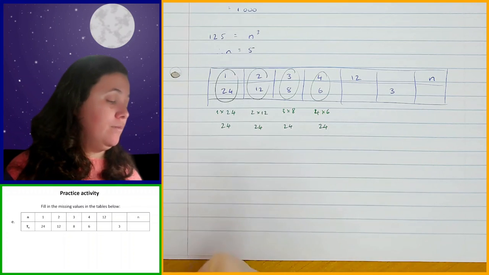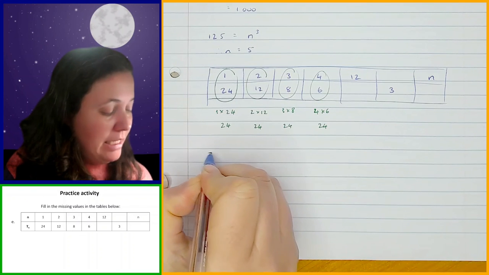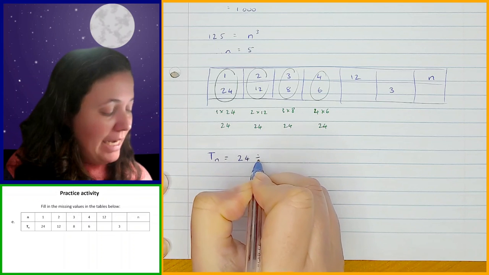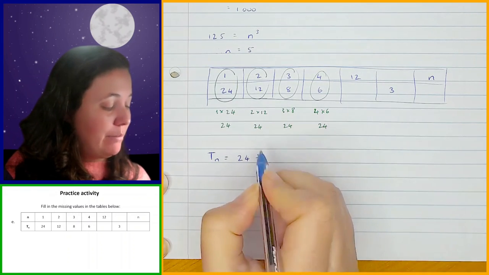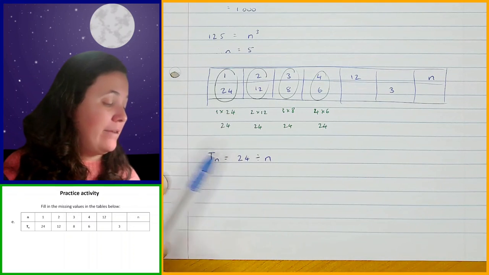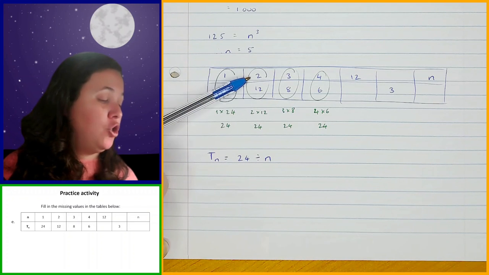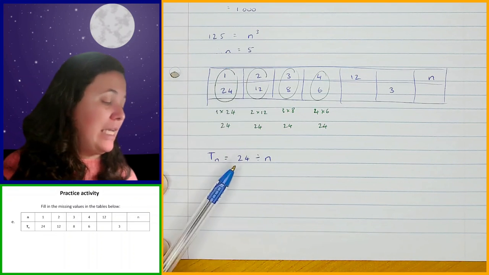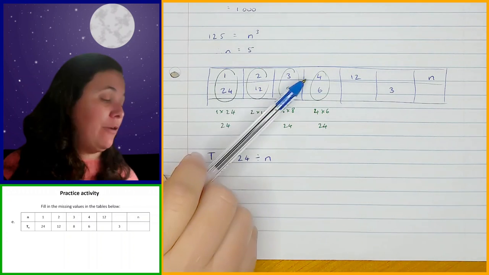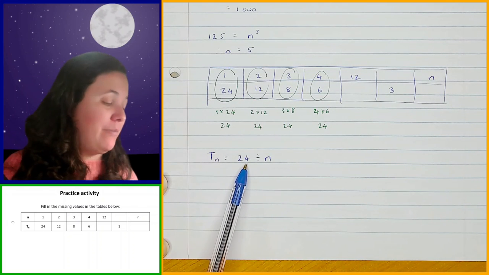So my rule for Tn for this one is going to be 24 divided by whatever the term number is, divided by n. So if I take 24 and I divide it by 1, I will get 24. If I take 24 and I divide it by 2, I will get 12. If I take 24 and I divide it by 3, I will get 8. If I take 24 and I divide it by 4, I will get 6. So this is a completely different kind of pattern over here.